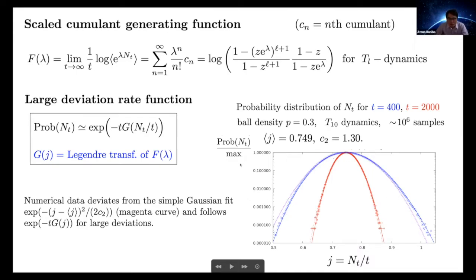Those dots are the simulation results, and these curves are the theoretical predictions. The vertical axis is the probability of N_T normalized by the maximum value, so the largest value is 1. Here it takes the largest value and it rapidly decreases as things deviate largely from the average. That's what the figure is saying. But even more encouraging for us is the discrepancy of these two. So what does it mean?